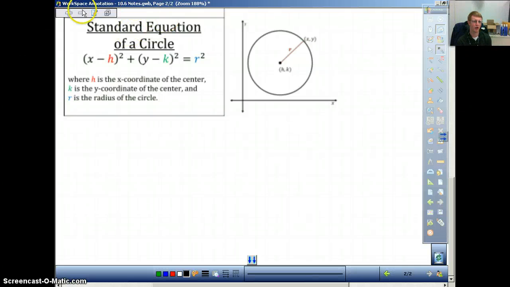We're introducing circles, but we're talking about now equations of circles. And this will be a very, very short video. We're just going to introduce this and show you what you need to know about it, and then we'll move on from there. So here is the standard equation of a circle.